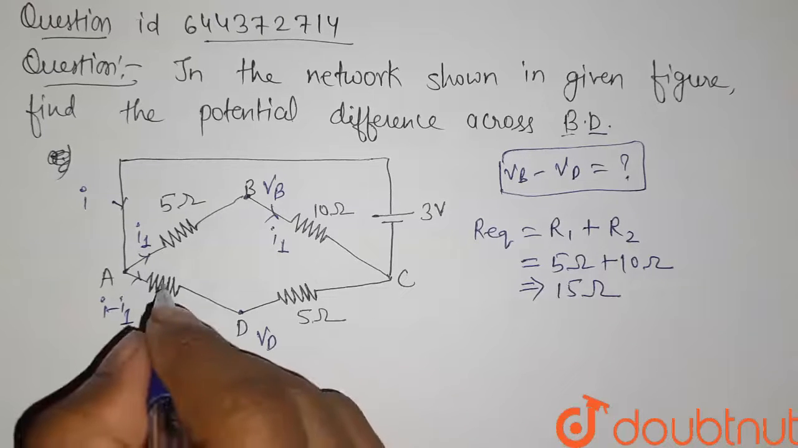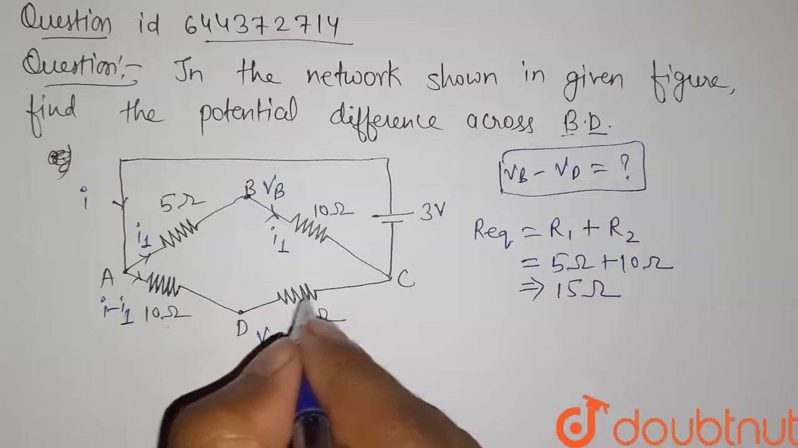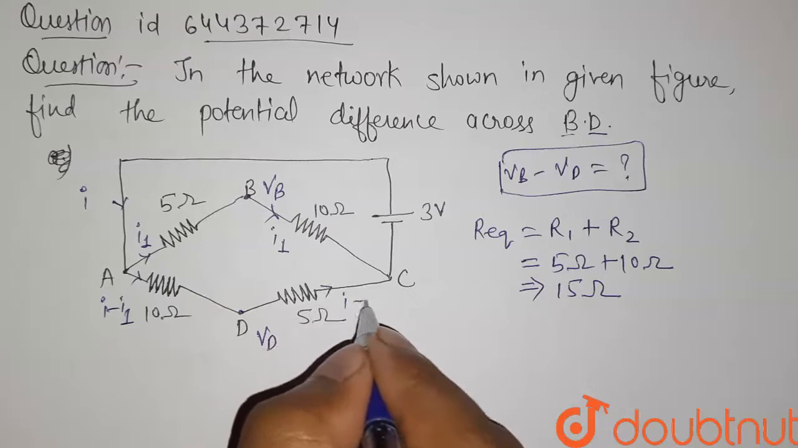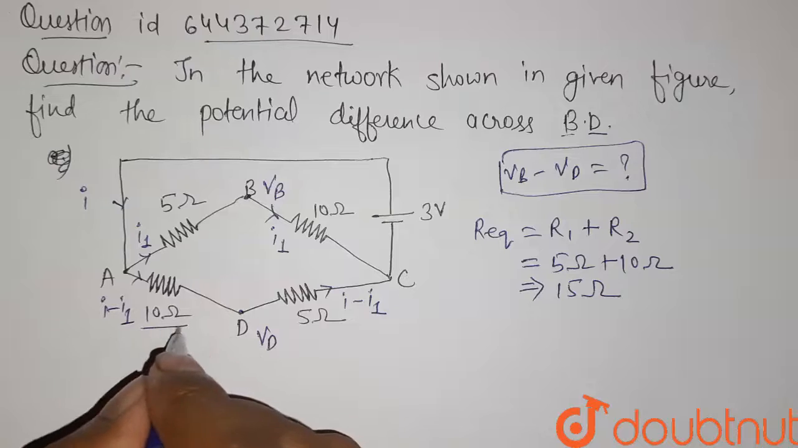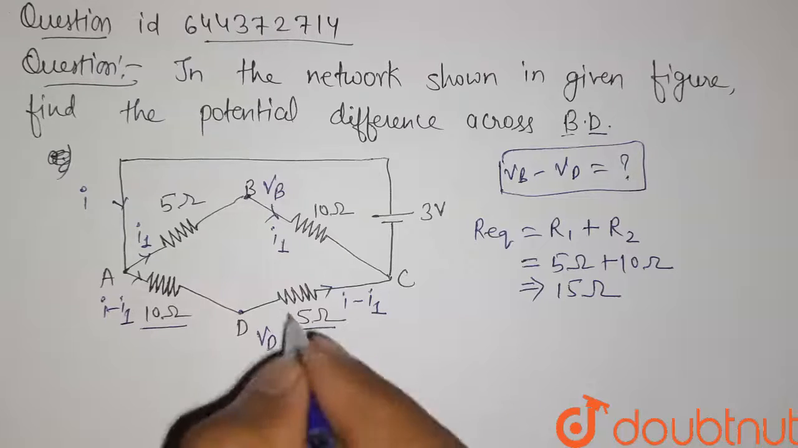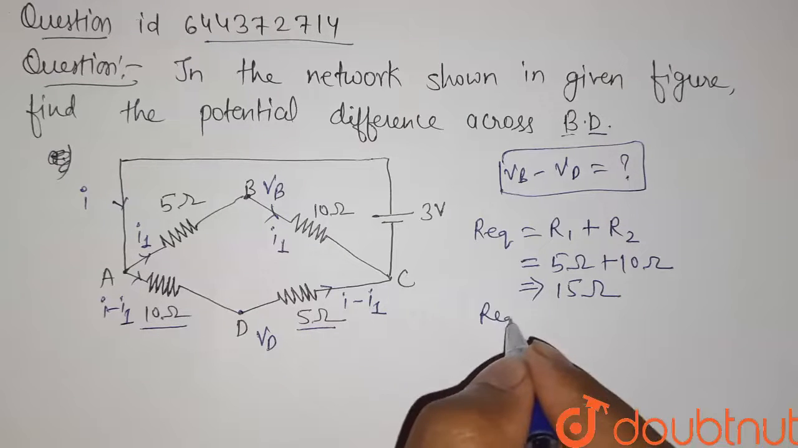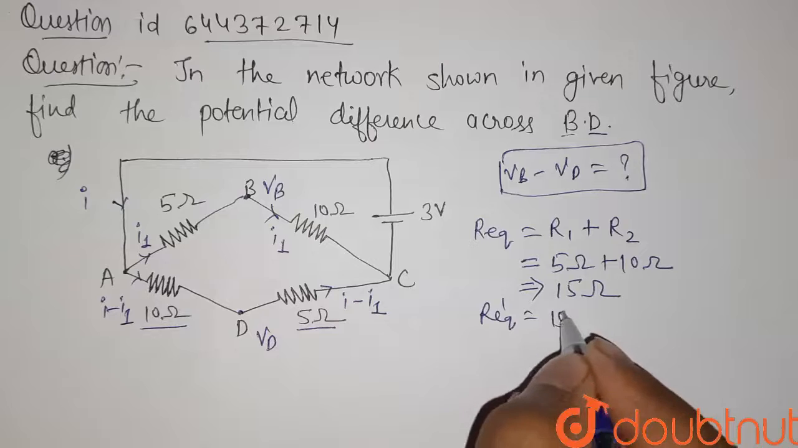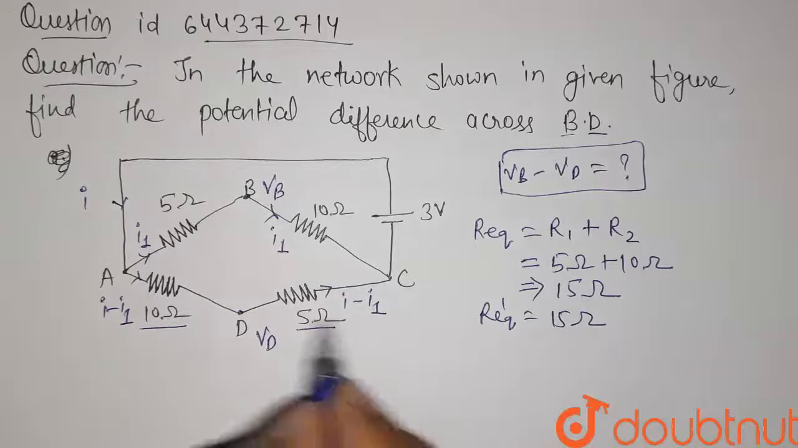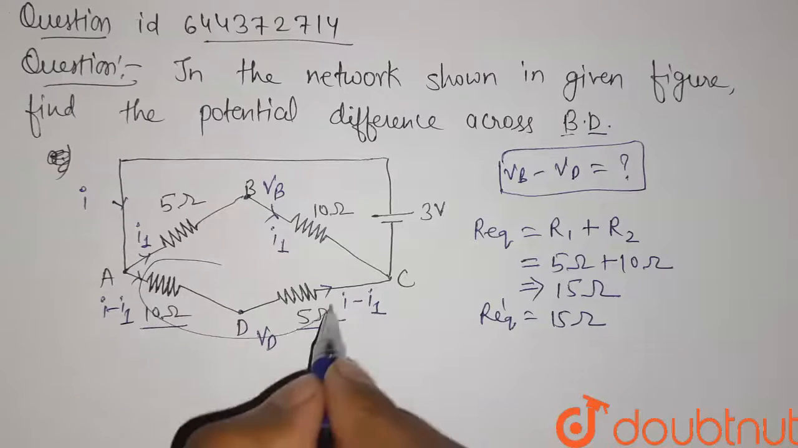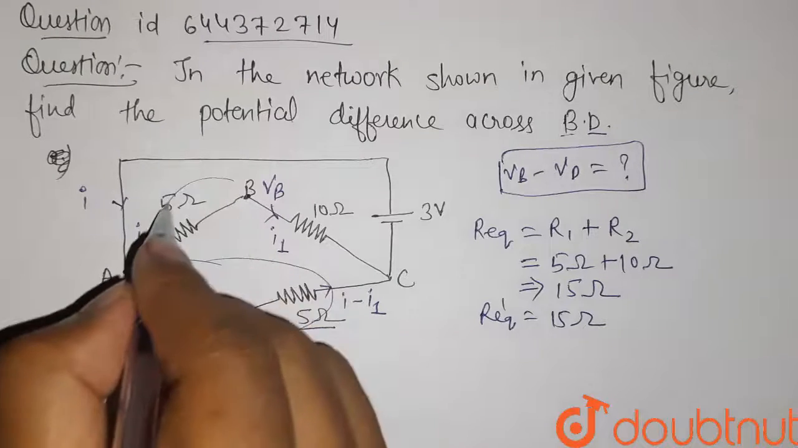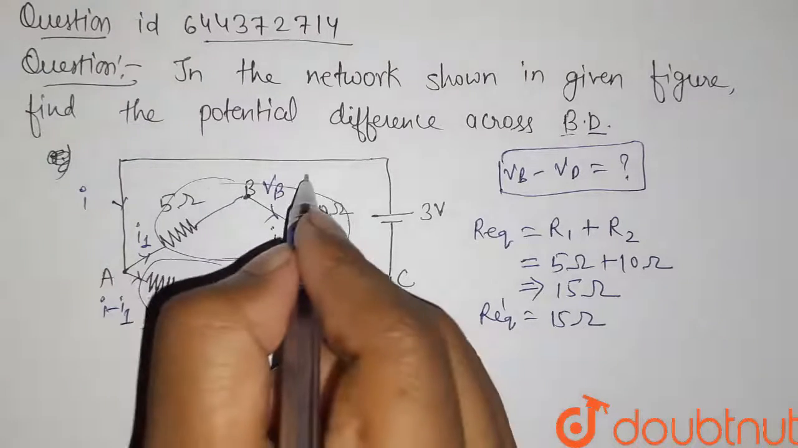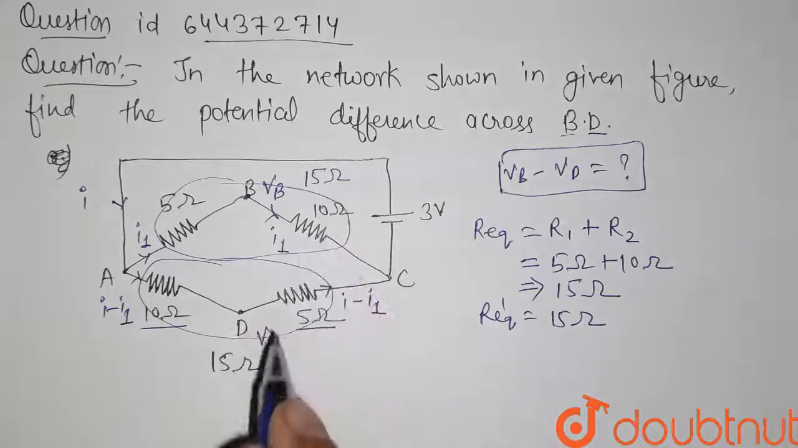Now these two are also in series because the same current is flowing through these two resistors, and the values of resistance are also 10 ohm and 5 ohm. So their series equivalent will also be equal to 15 ohm. Now we can replace these two resistors by a single resistance of 15 ohm, and similarly these two are replaced by a single resistor of 15 ohm.